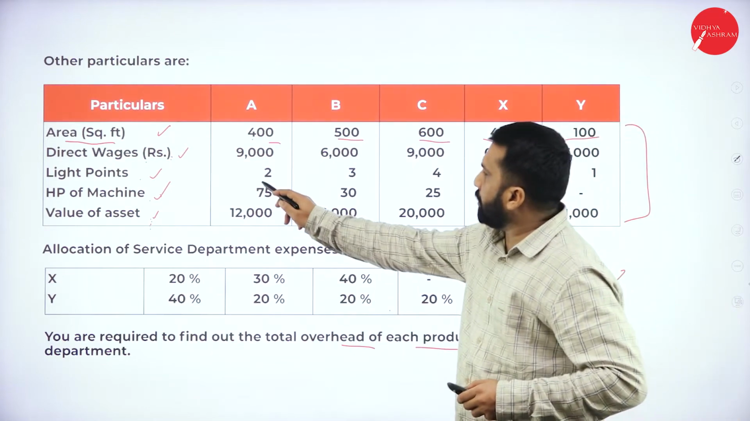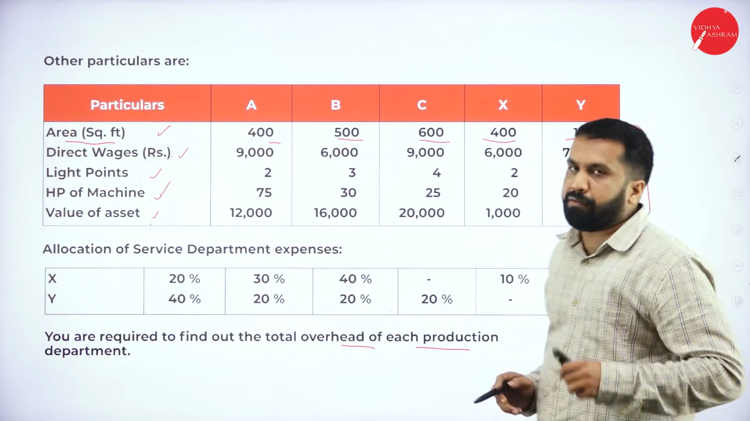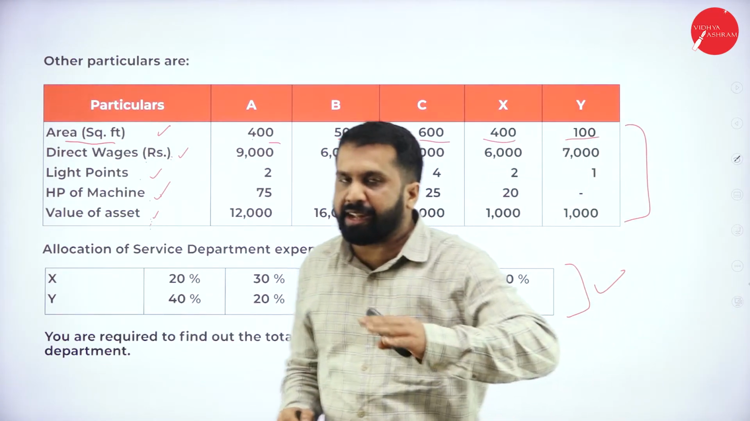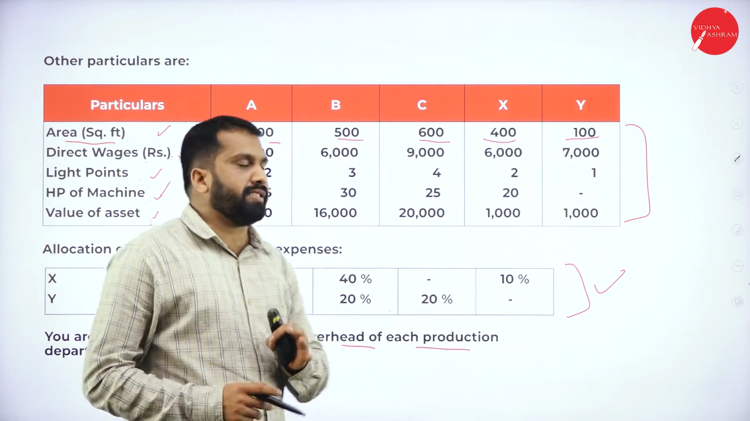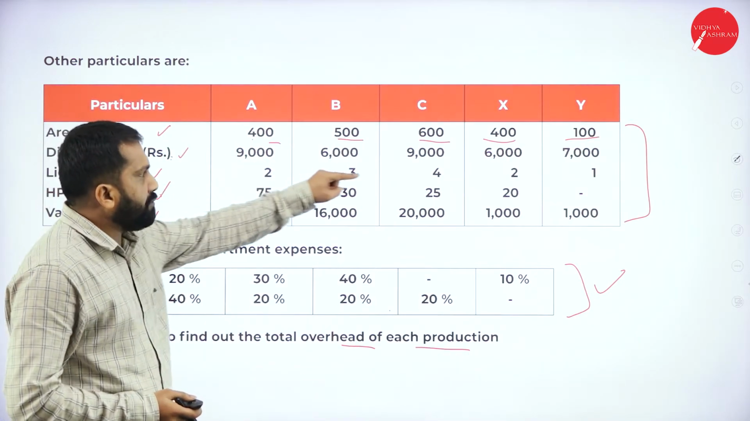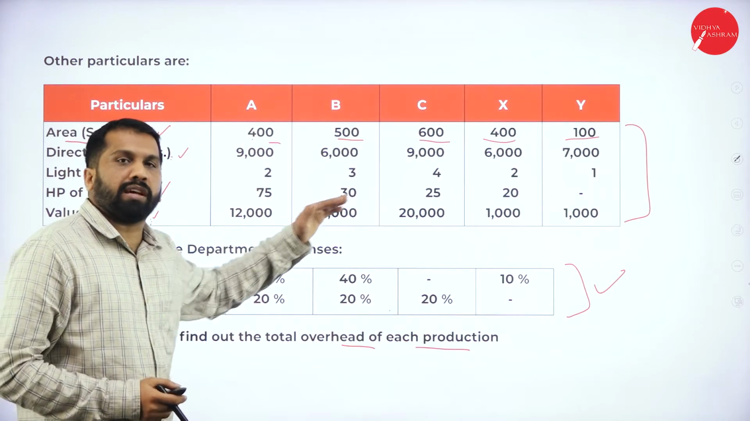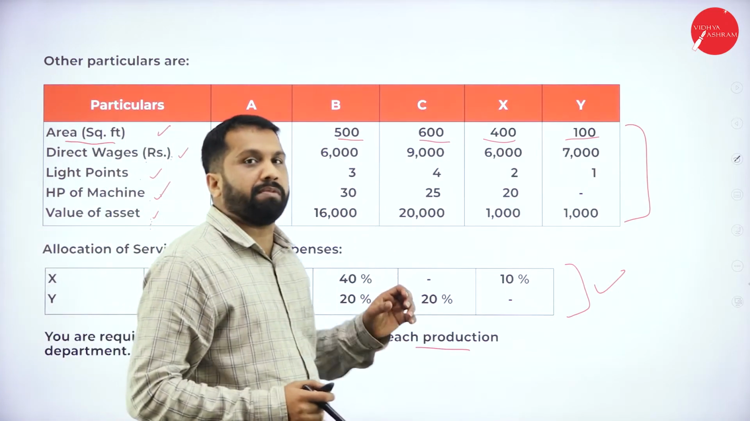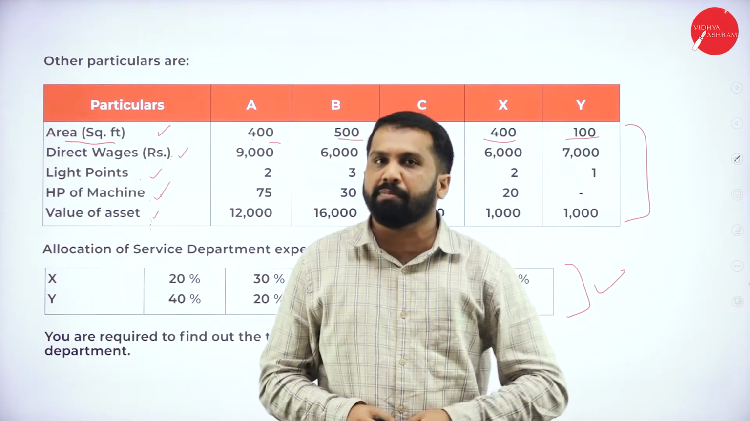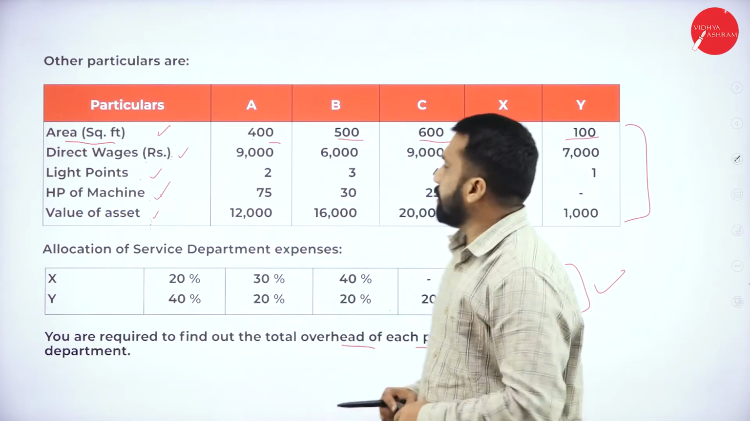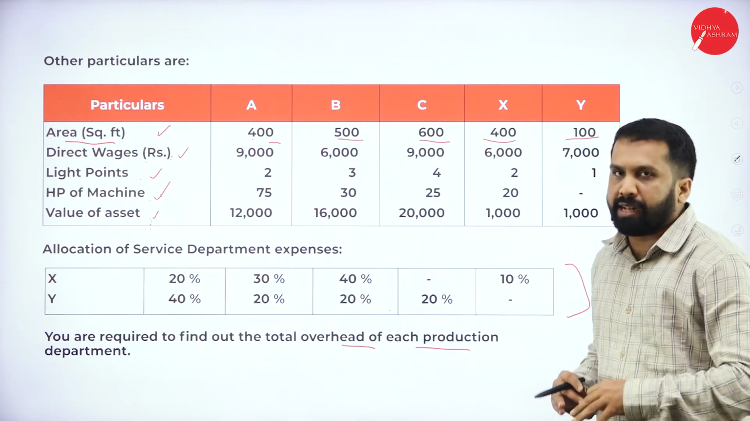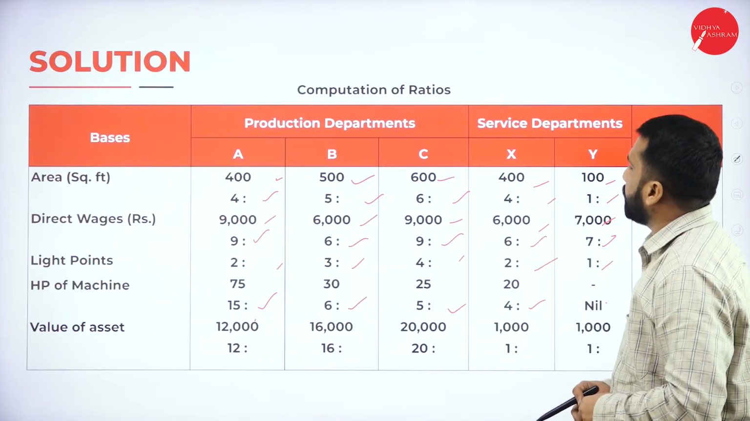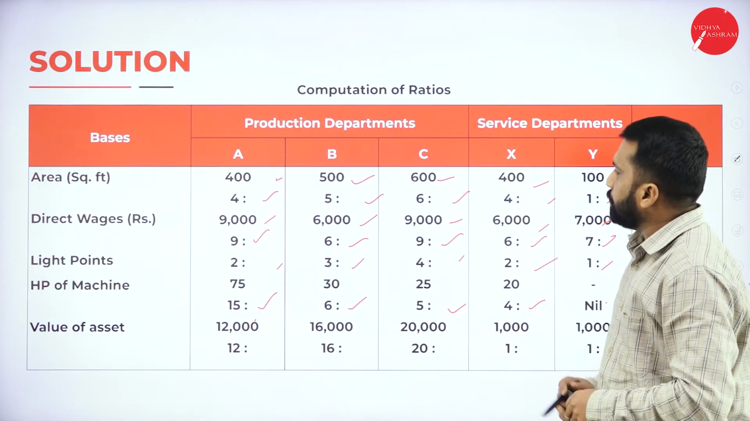See your lighting point. No need to simplify. Already they have given the simplified number itself. If it is already given, you cannot further simplify or divide. That's why whatever numbers are given, the same numbers will be considered. Up to this we are done with this, and then what we have to do? Up to this we are completed.